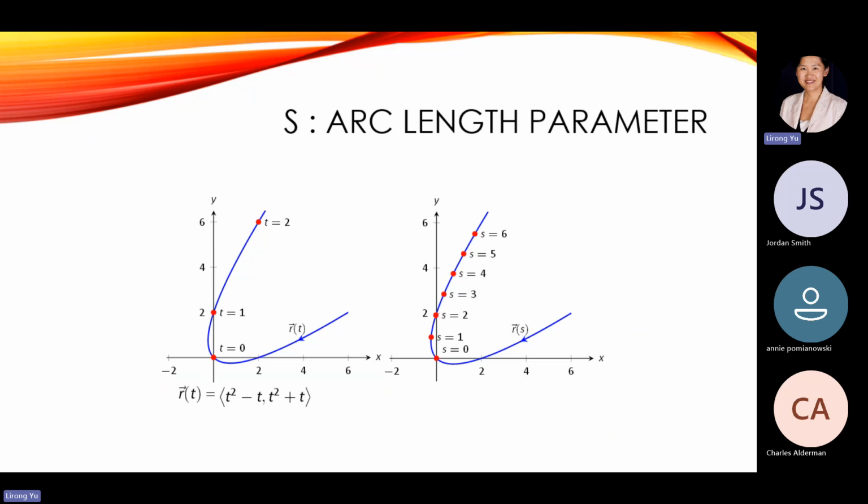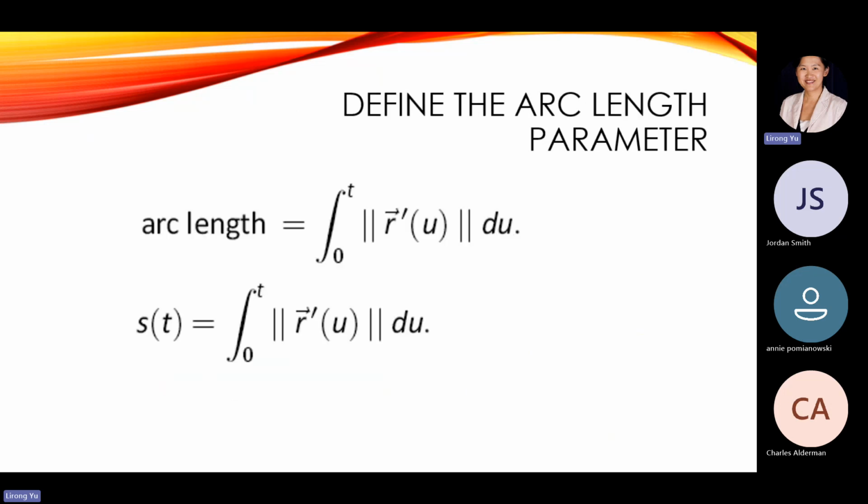See, the spacing of the points on the right side graph is the same because we're using a completely different set of functions. So how are we going to represent it? How does the function change? Let's first start with the definition.